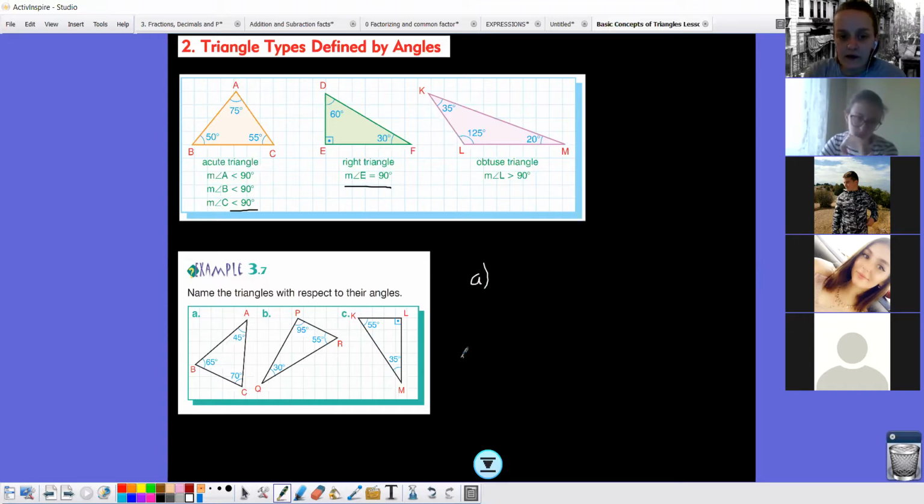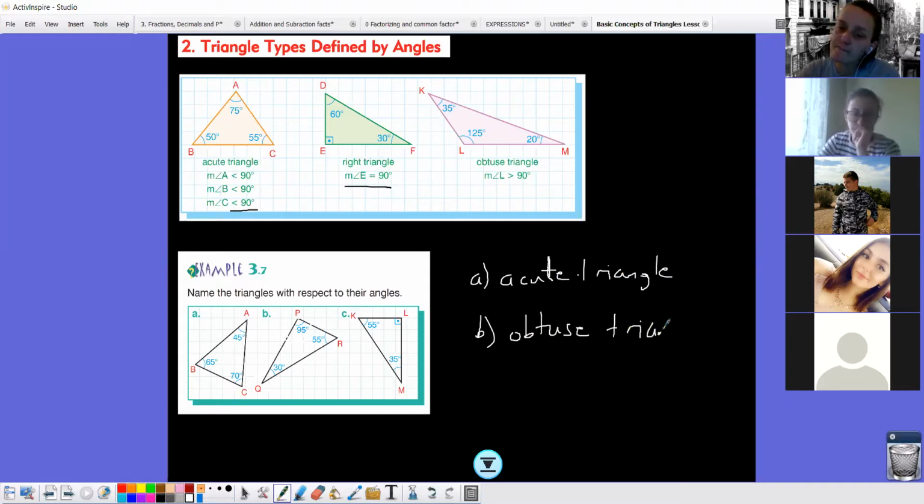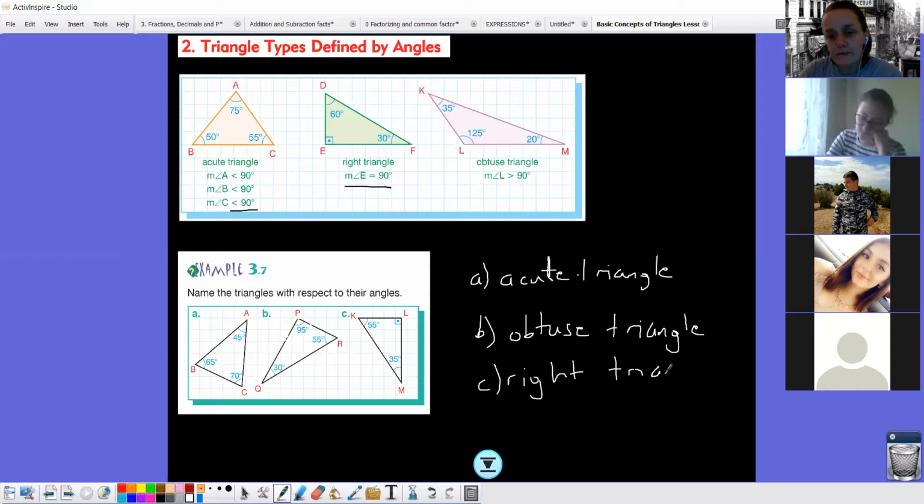The first one is an acute triangle. The second one will be an obtuse triangle. Why? Because one of the angles is more than 90 degrees. Yes, here we have 95 degrees. It is greater than 90 degrees, so this one will be an obtuse triangle. And C is a right triangle because it has 90 degrees. Right triangle. Okay.